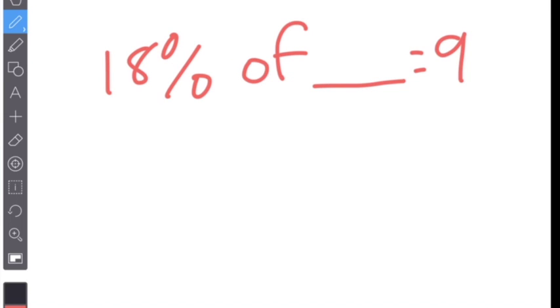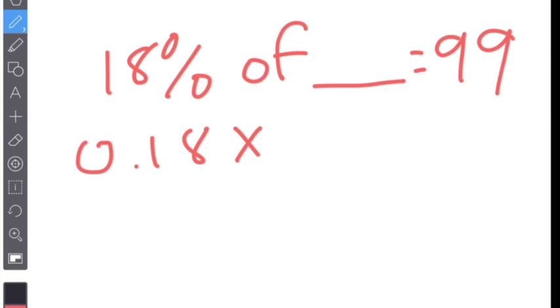Here's how you do this one. Let's break this apart. This is basically an equation. It says 18%, which is 0.18, of blank. We don't know what it is, so I'm going to put a variable there. I'm just going to put the letter y, equals, which in math is the equal sign, 99.